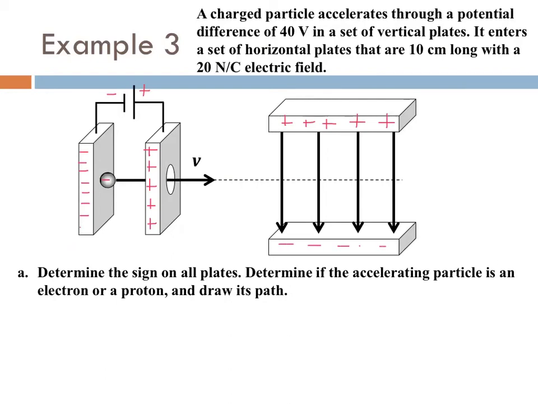Now, if we have an electron that goes in here, it's going to follow a straight path until it enters that electric field. Once it enters that electric field, it's going to be attracted to the positive side. Again, it always moves from low potential to high potential. So it's going to take a path that looks like this. Again, for these kinds of problems, you're going to want to think of projectiles.